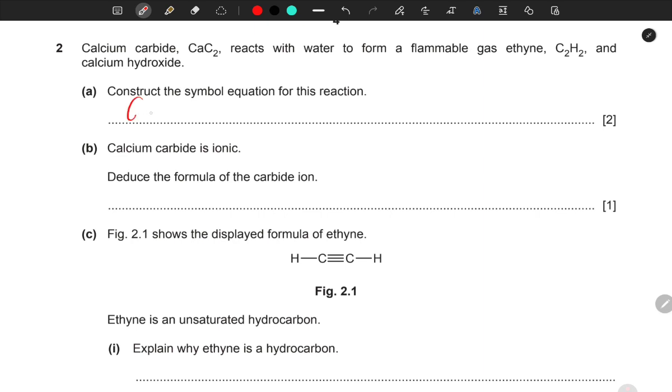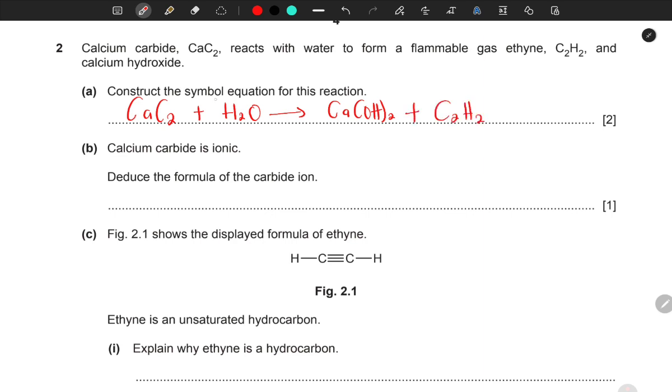So calcium carbide, right? Reacting with water, which is H2O. Giving us what? Giving us ethane and calcium hydroxide. So we have calcium hydroxide plus ethane.